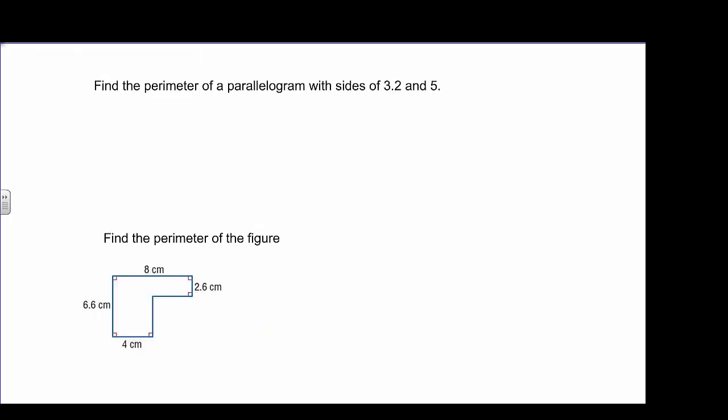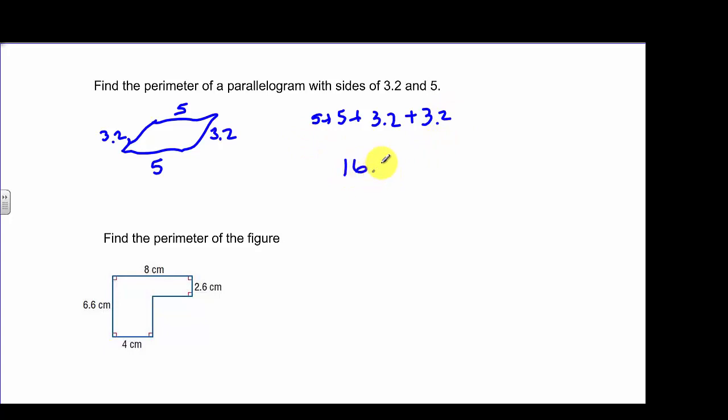So let's take a look at some problems here. I want to find the perimeter of a parallelogram with sides of 3.2 and 5. So as we talked about before, we have a parallelogram, something that looks like this. The opposite sides are the same, then we have 5 and 5 and 3.2 and 3.2. So we're just going to add all those up. So we have 5 plus 5 plus 3.2 plus 3.2. That ends up giving us 16.4 units.